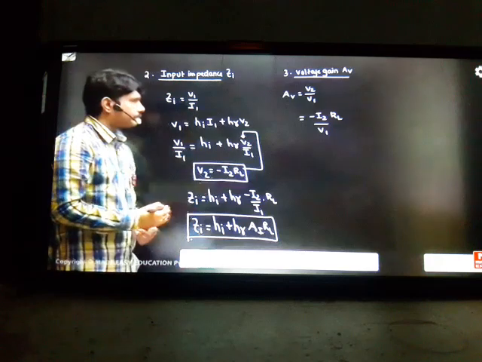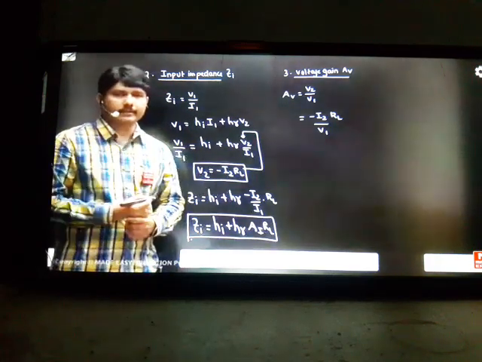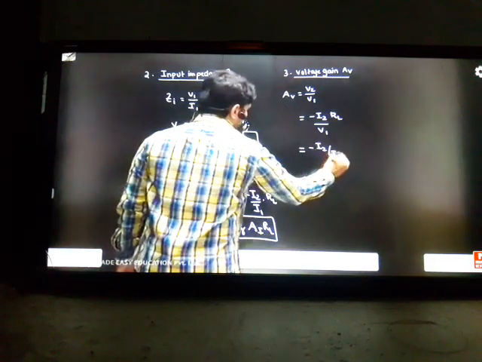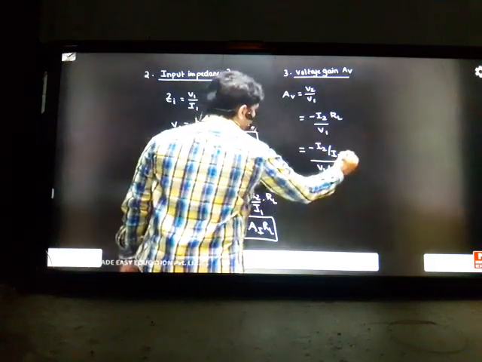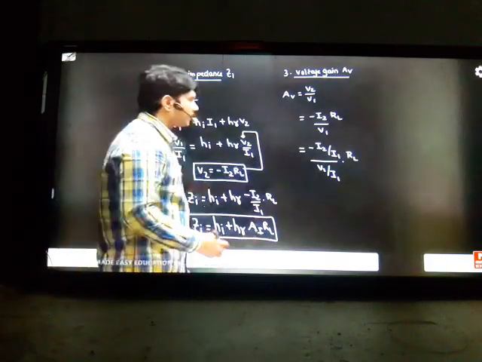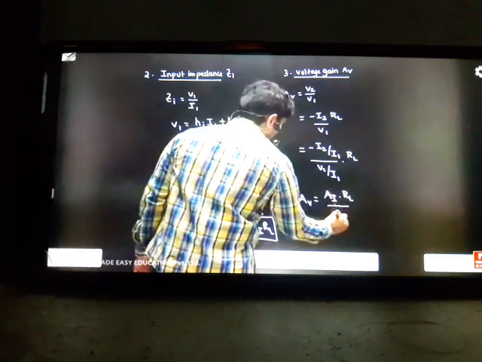Just I apply this formula again. Minus I2 into RL is nothing but V2. So in all the derivations, V2 is minus I2 into RL. I am applying this. So in this ratio, let me make it minus I2 by I1, I'll divide V1 by I1, into RL. Can you see the top and bottom? I have equated the same current, I1, I1. So AV is equal to this ratio, which is nothing but current gain into load divided by this, which is called input impedance.